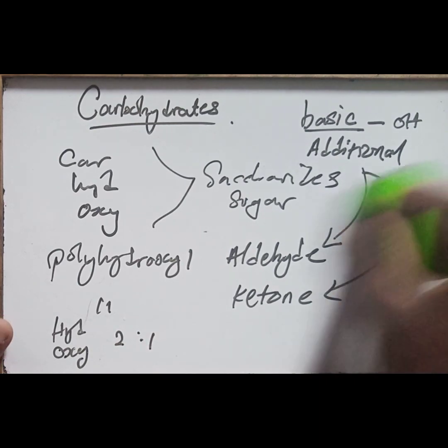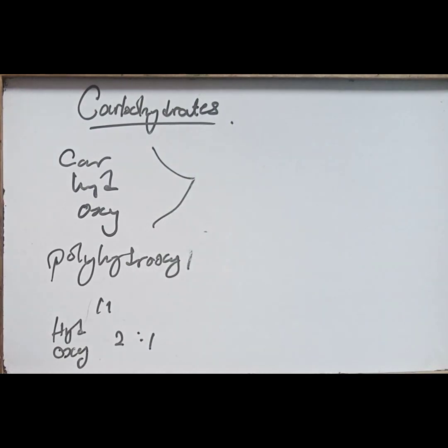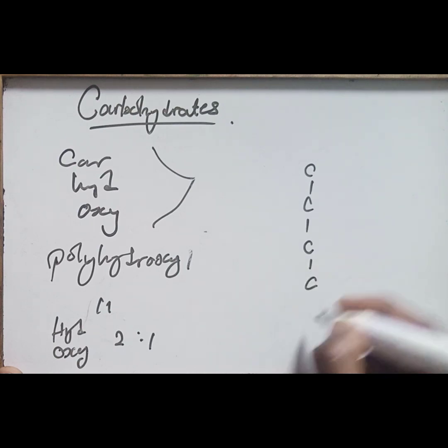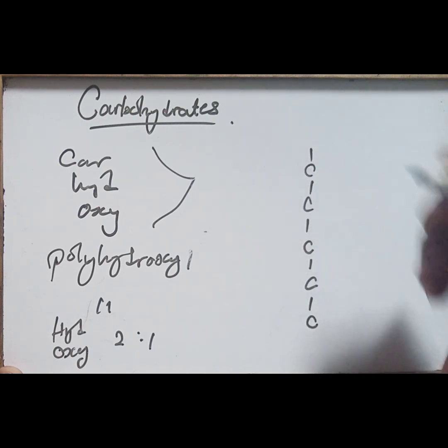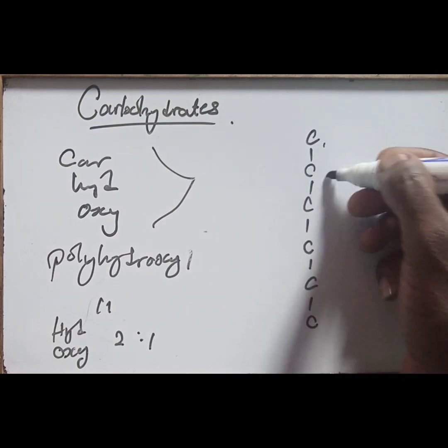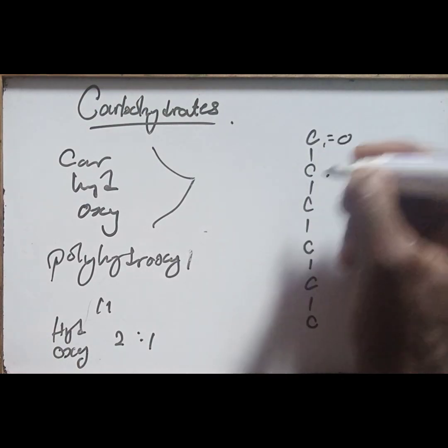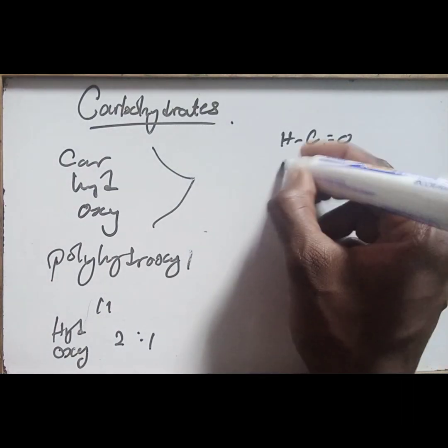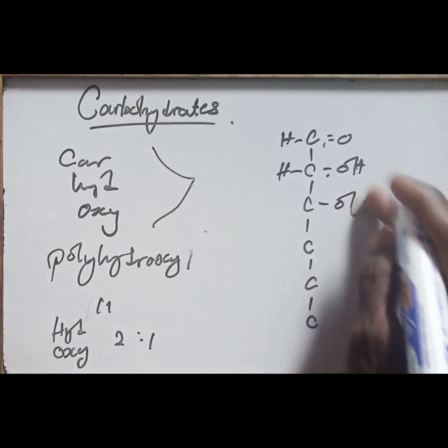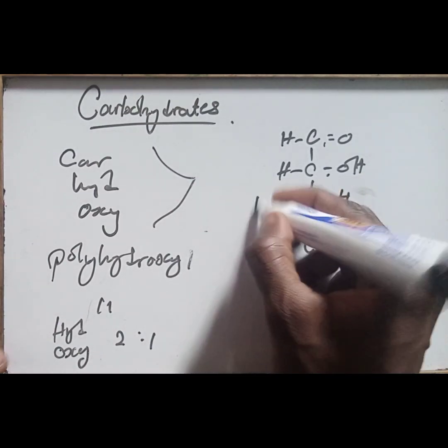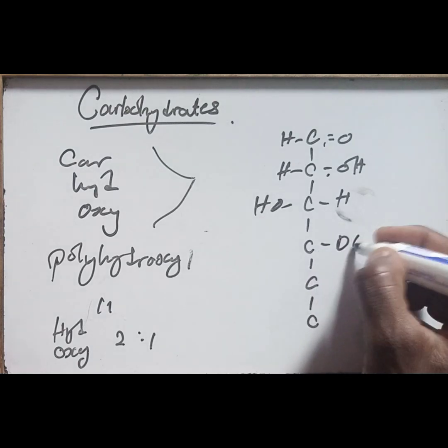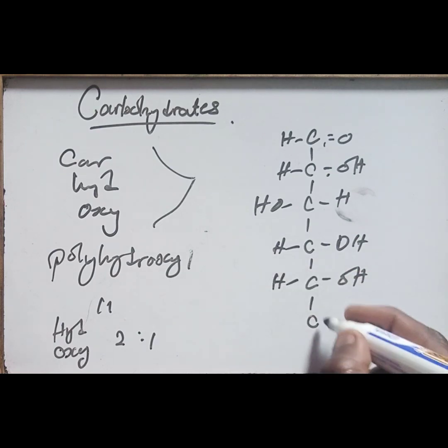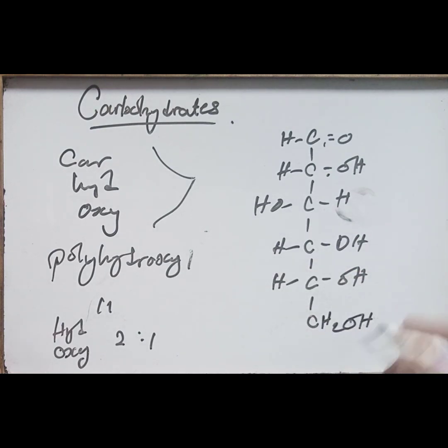So let us look at a simple example here. We have this chain. Let me draw a hexose sugar. We have carbons 1 2 3 4 5 6. This hexose sugar is an aldehyde, so we have glucose here. It has H, hydroxyl, hydroxyl, hydroxyl, H, and you have the terminal here, the alcohol or H.